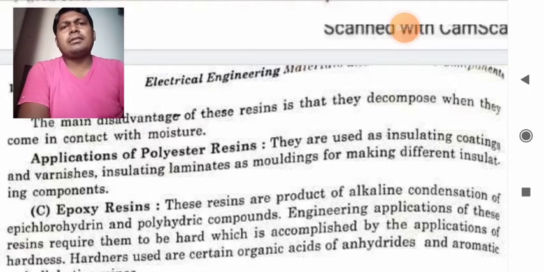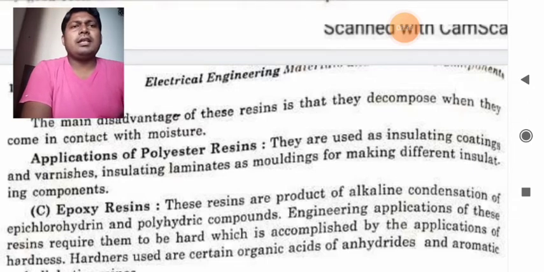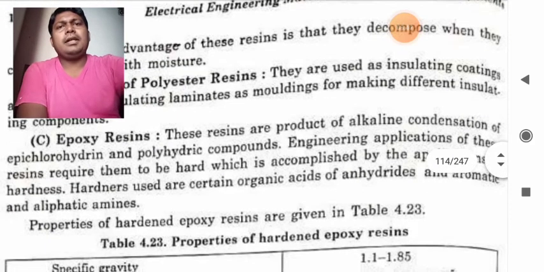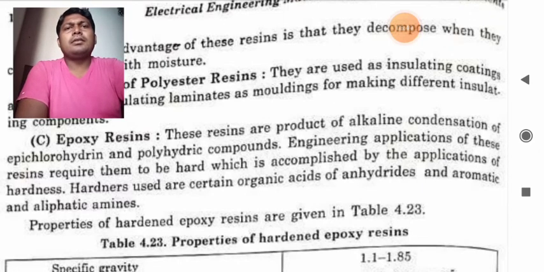Now epoxy resins. These resins are products of alkali condensation of epichlorohydrin and polyhydric compounds. Engineering applications of these resins require them to be hard, which is accomplished by the application of hardeners. So hardeners used are certain organic acids, anhydrides, and aromatic and aliphatic amines. So the properties of hardened epoxy resins are as in the table.